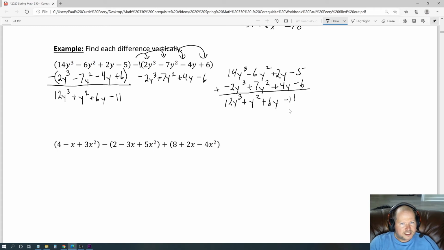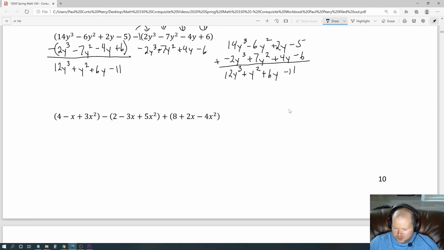Okay, so let's try to add the last one vertically. So right here we are going to rewrite everything. So we could rewrite the first one. Let's see, the highest order, or the highest degree of all these is squared. So we're going to say 3x squared minus x plus 4.